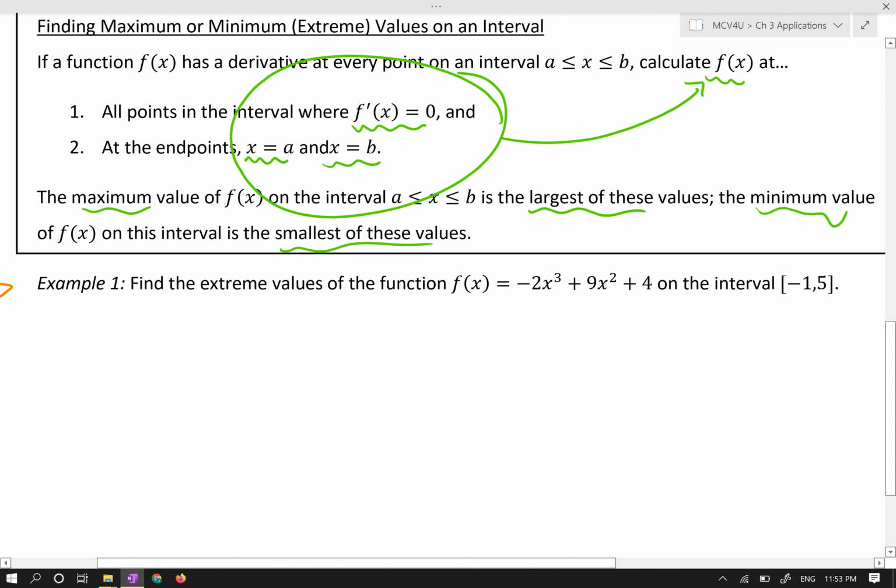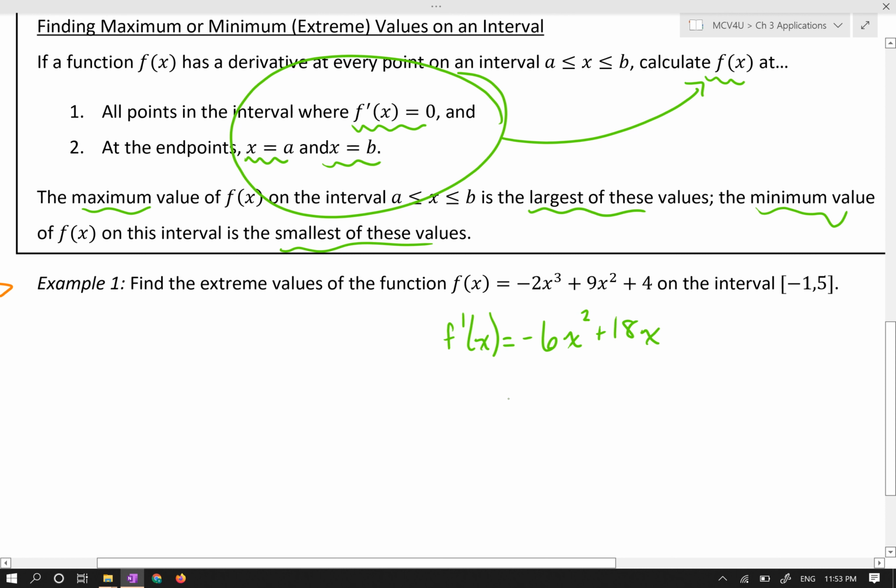Okay, so let's say we're working here with f of x equal to negative 2x cubed plus 9x squared plus 4. We're looking on the interval from -1 to 5. We're not going to worry about the interval quite yet, because first we're going to find any values where f prime of x, our derivative, is equal to 0. In order to do that, we need to calculate our derivative. We're working with negative 6x squared plus 18x.